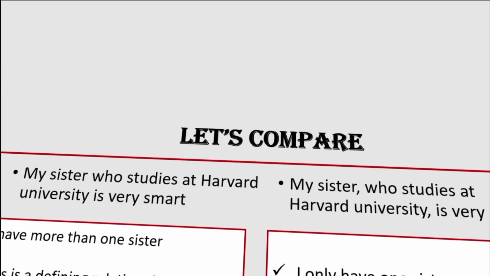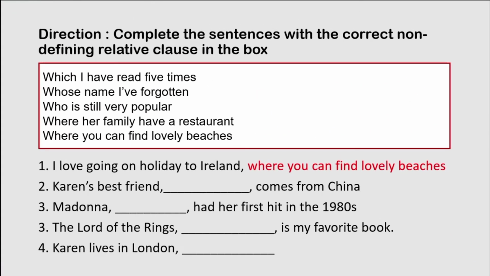Okay, after discussing the defining and non-defining relative clause, now let's work on this exercise. Direction. Complete the sentences with the correct non-defining relative clause in the box. Number 1 is done. I love going on holiday to Ireland, where you can find lovely beaches. Okay, so try to work on number 2 to number 4.